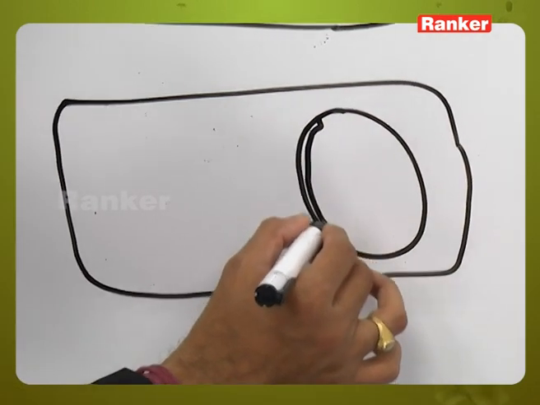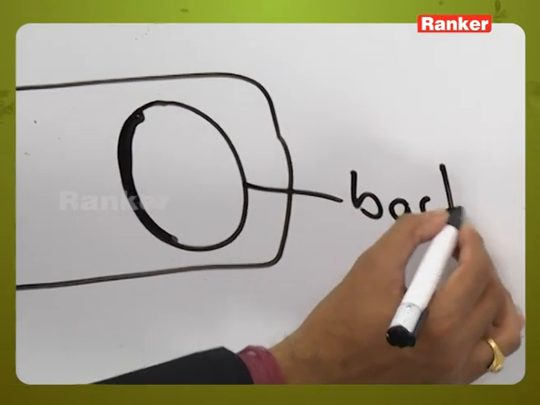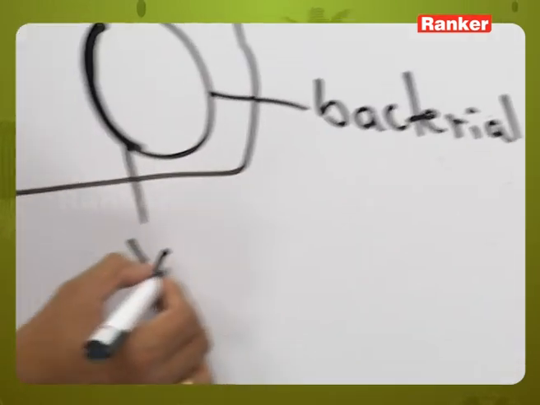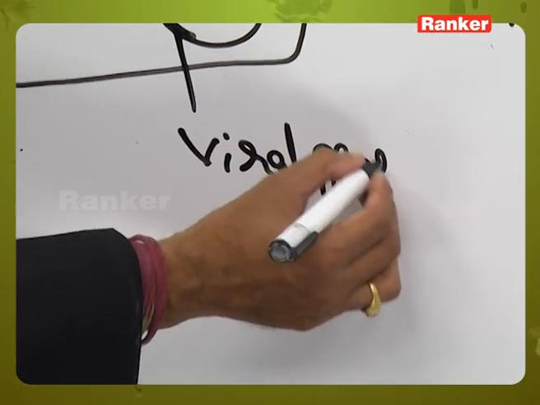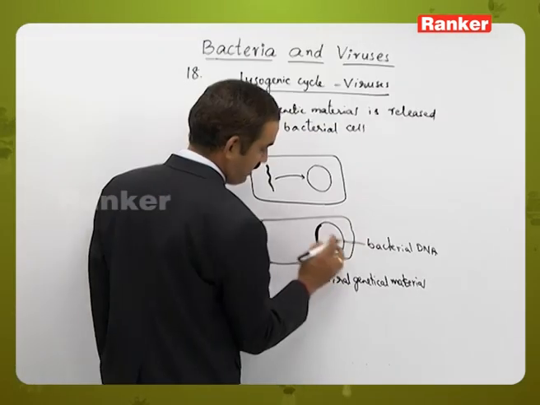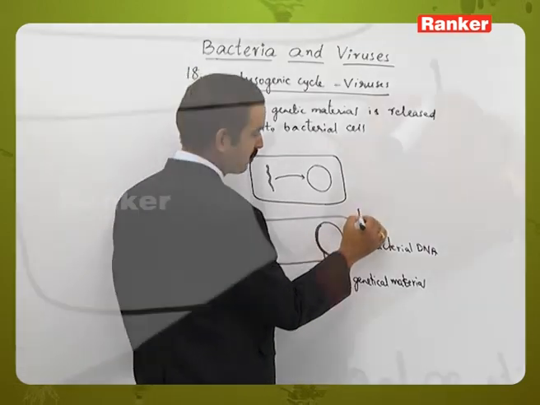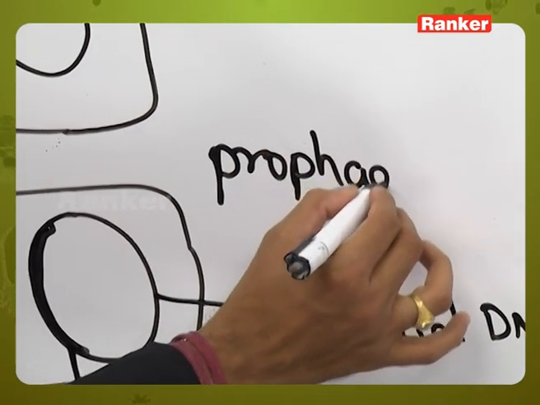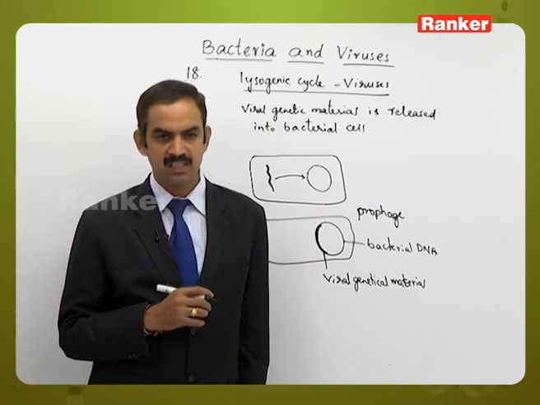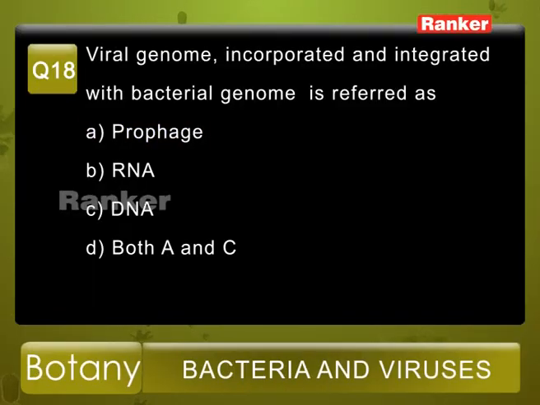Now in this structure, this is the bacterial DNA or bacterial genetic material part, and this one is the viral genetic part. Now it is a combination of both types of genetic material, and this structure is called the prophage. So when the viral genome is incorporated and integrated with the bacterial genome, the structure is called the prophage. So from the given options, option A is the correct answer.